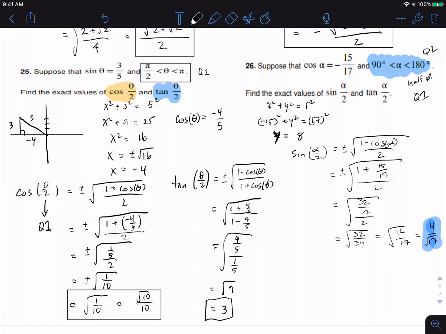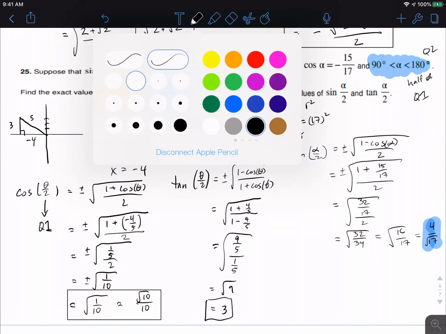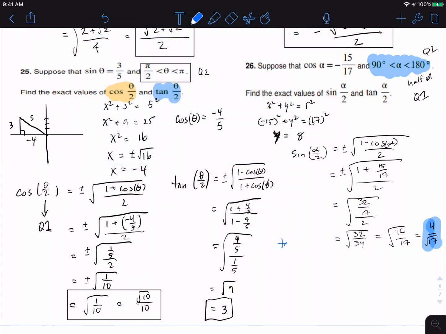Now, to do the tangent, and I'll do that in a different color so we can see it, to do tangent of alpha over 2, put a line to separate these guys.